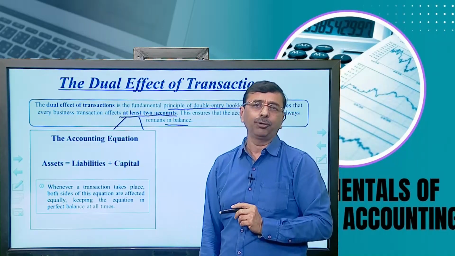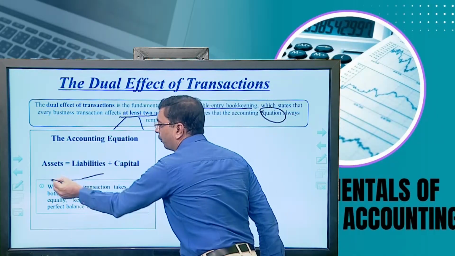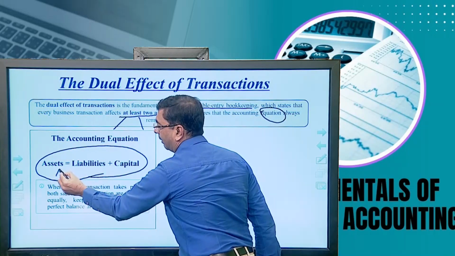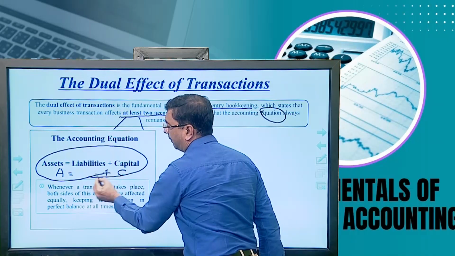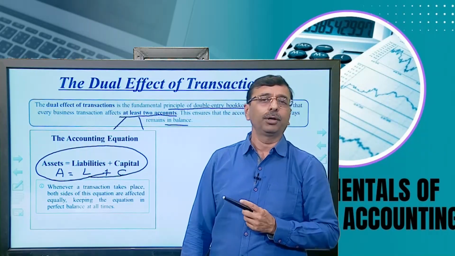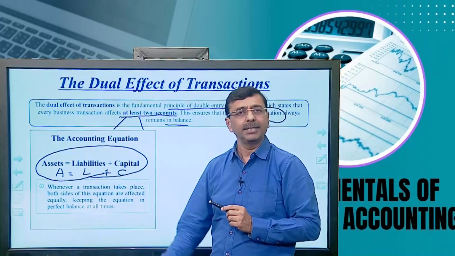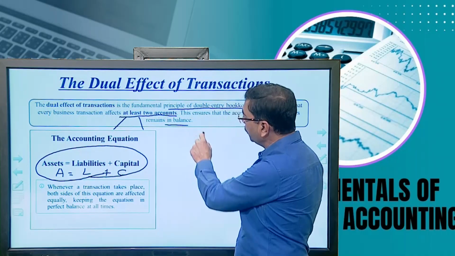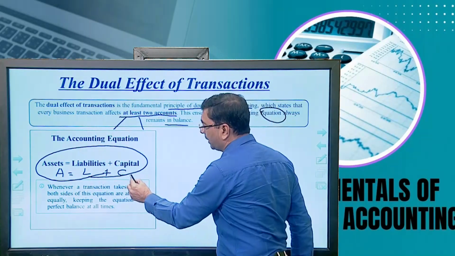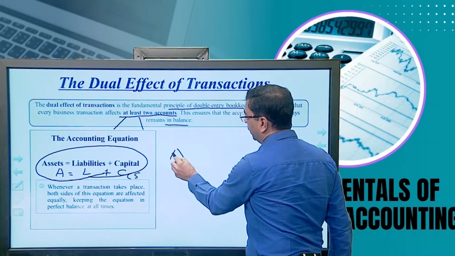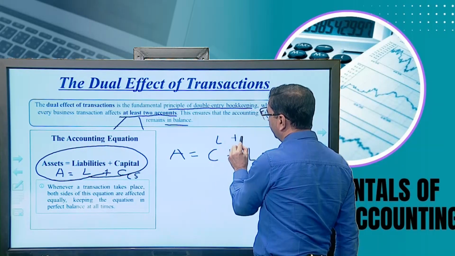Here the accounting equation has to be matched with this particular formula. This is the important formula: A = C + L, where A is assets, C is capital, and L is liability. Any transaction has to be matched with this, A = L + C. How much capital comes into the business? So A is equal to C plus L or L plus C.